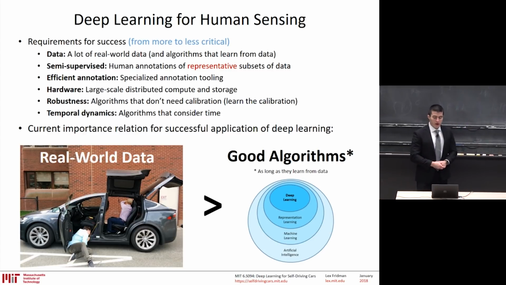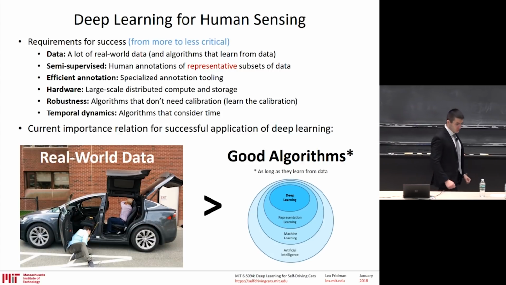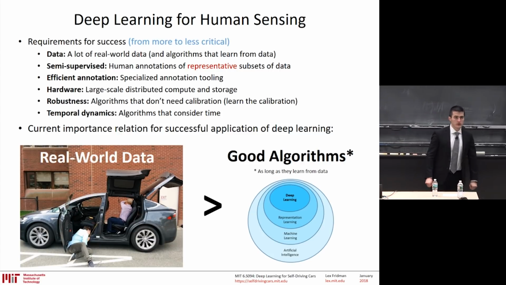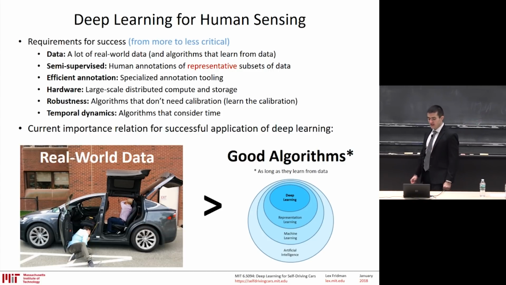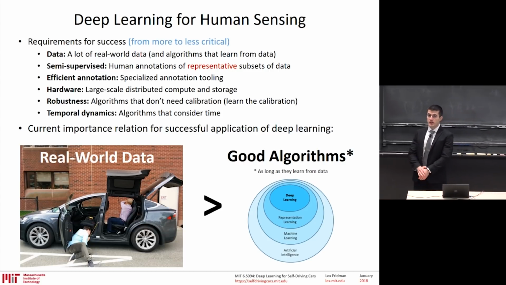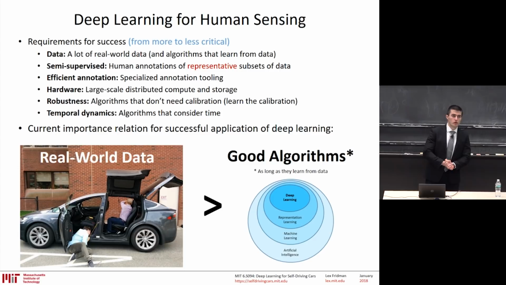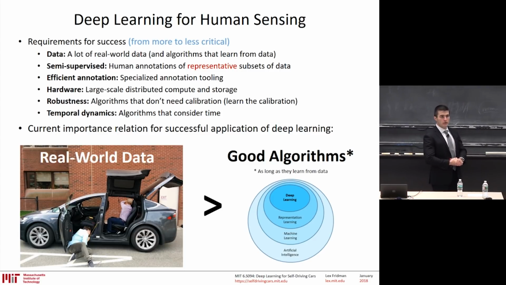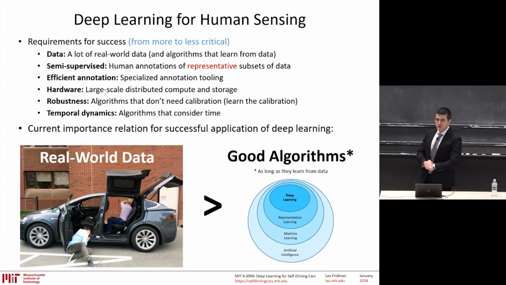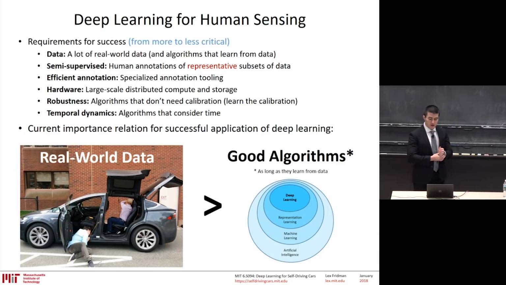So, what are the requirements for successfully applying deep learning methods in the real world? When we talk about human sensing, we're not talking about basic face recognition of celebrity images. We're talking about using computer vision, deep learning methods to create systems that operate in the real world. And in order for them to operate in the real world, there are several things. They sound simple, some are much harder than they sound.